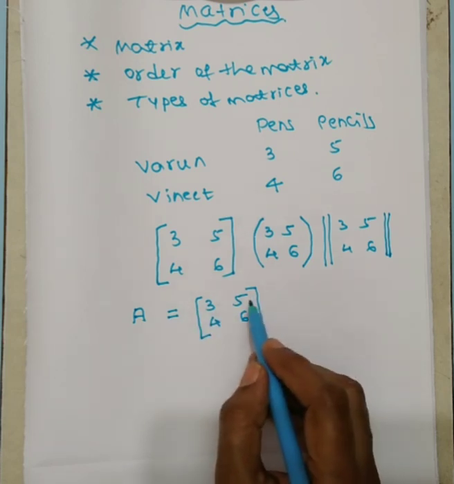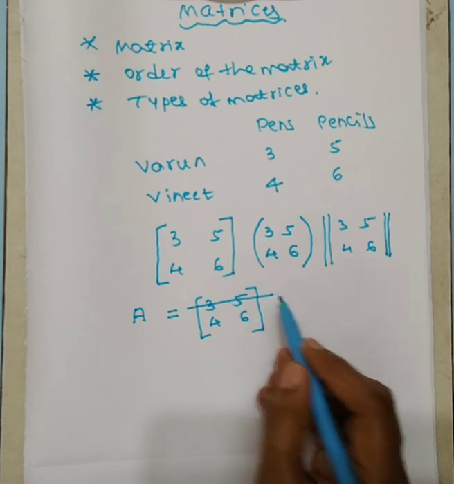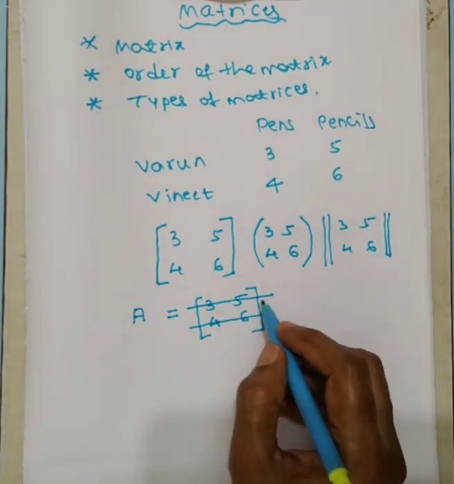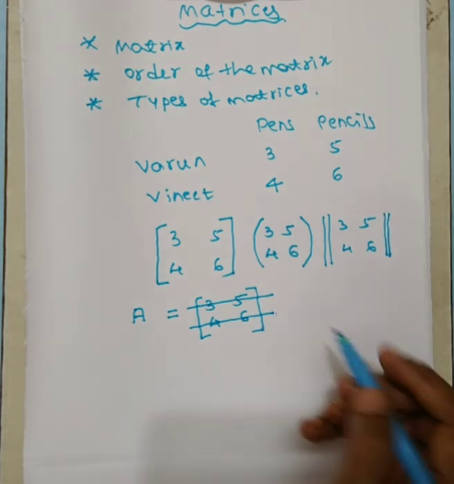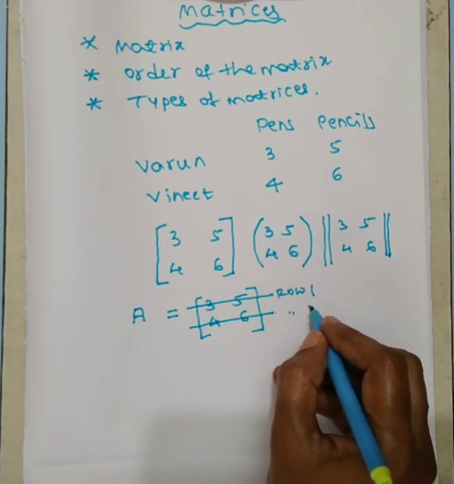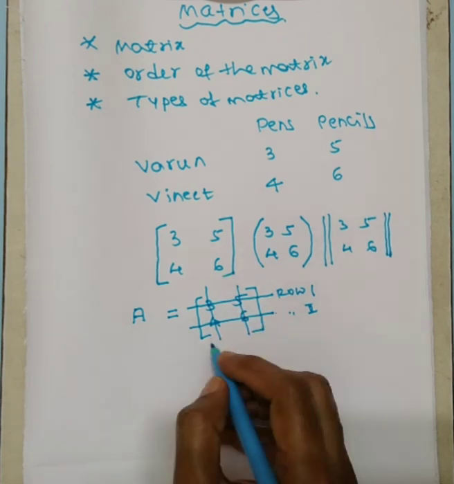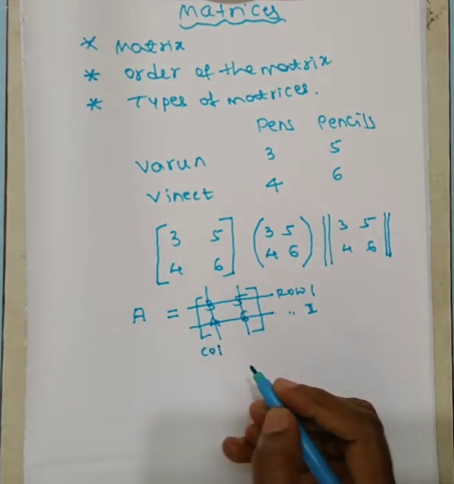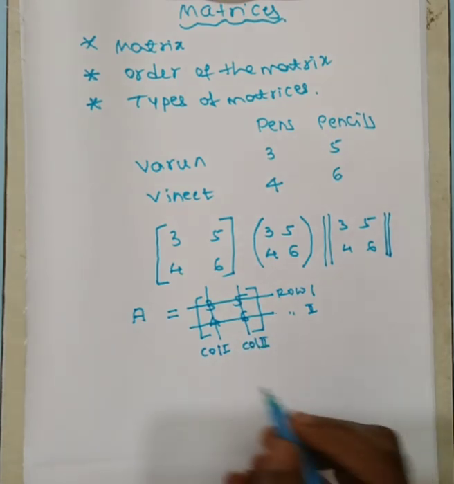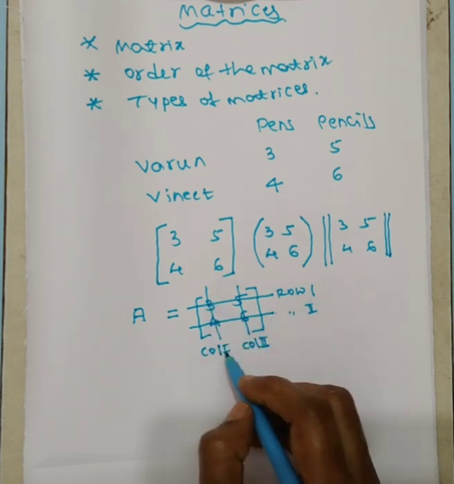Now in this, two types of elements are there. The horizontal lines of elements are called the rows of the matrix. So this is row 1 and this is row 2. Then the vertical lines of elements are called the columns of the matrix. So this is column 1 and this is column 2. So in total, in this matrix there are 2 rows and 2 columns.